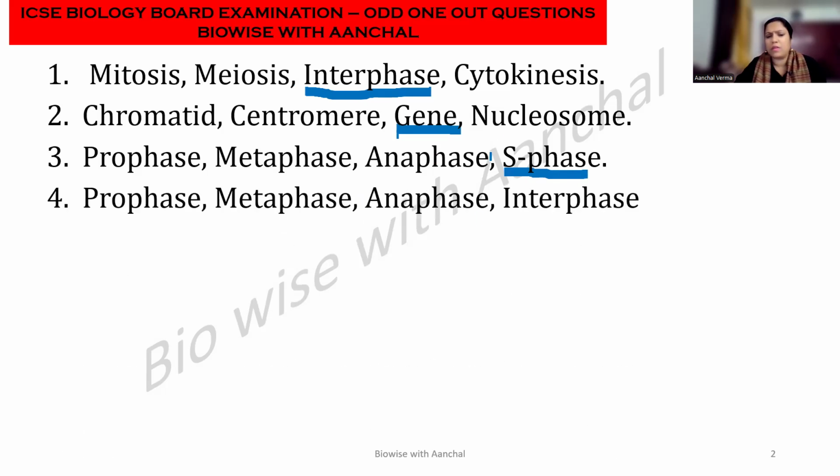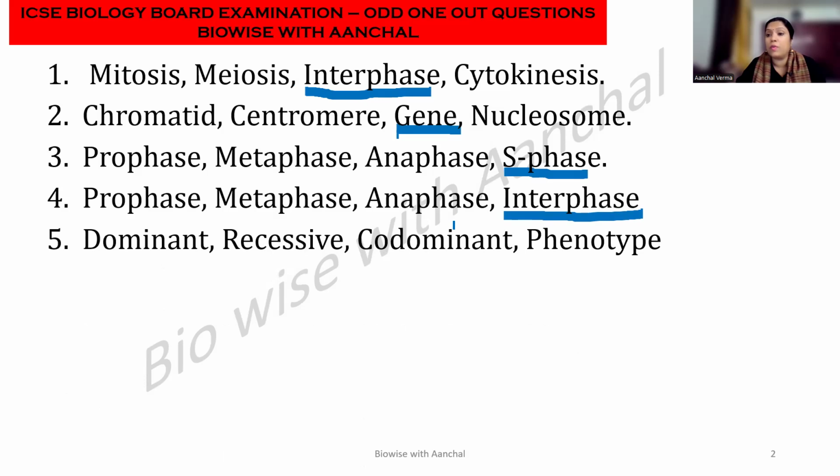Prophase, this is a similar one. Prophase, metaphase, anaphase, interphase. Now these are M phase and this is the resting phase. So what is the odd one out? Odd one out is interphase. And these three are the mitotic phases, the phases of mitosis.